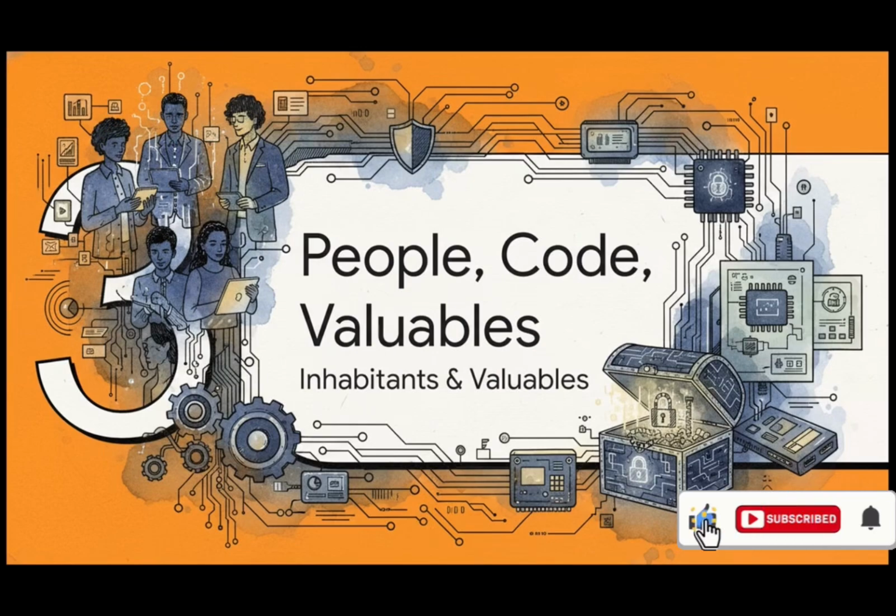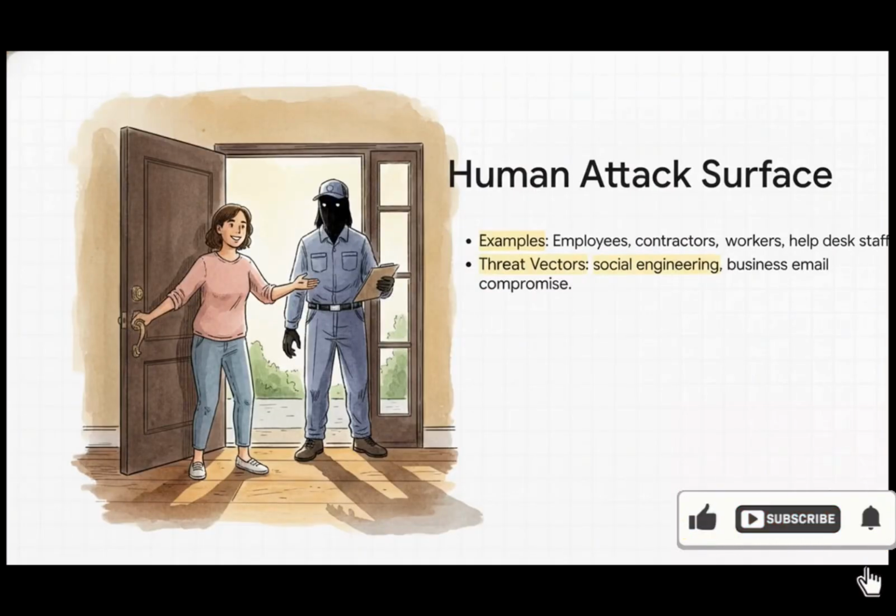Okay, for the final stop on our tour, we're going inside the house. We're going to look at the people who live there, the custom gadgets they use, and of course, the most valuable thing in the whole house, the jewelry box. You know, it's wild to think that after all this talk about fancy technology, sometimes the biggest vulnerability is us, the people inside the house. Attackers are great at social engineering. Why bother breaking down a door when you can just call someone up and trick them into opening it for you?